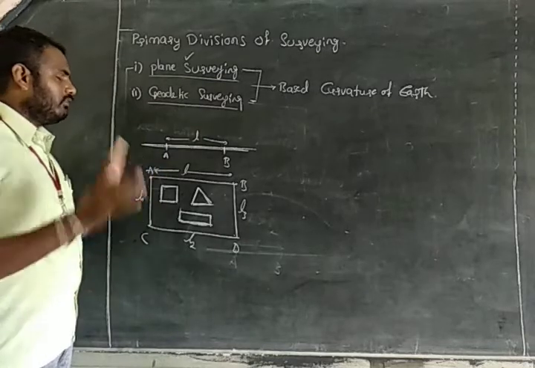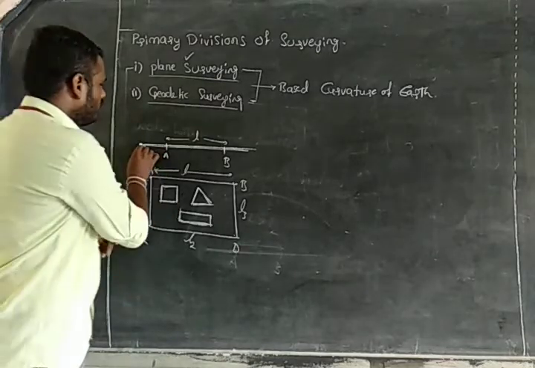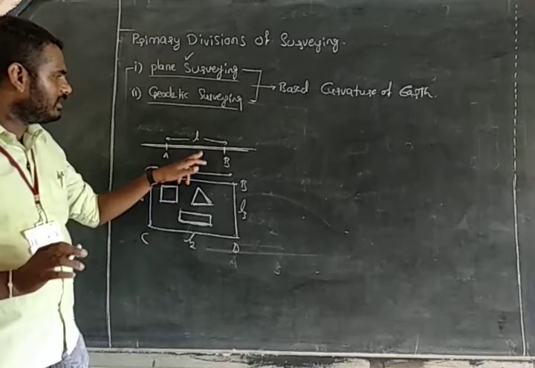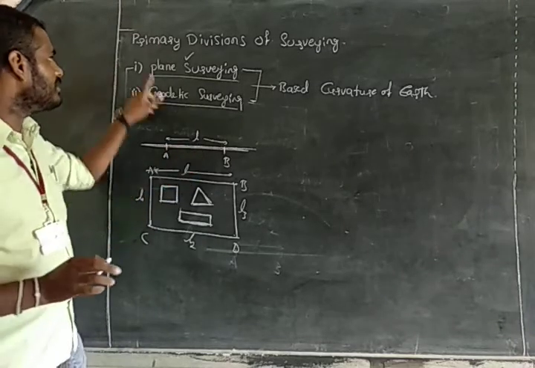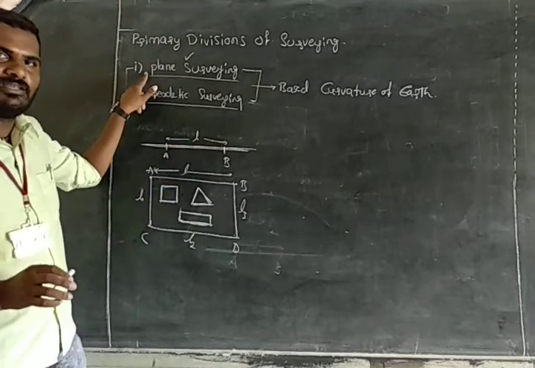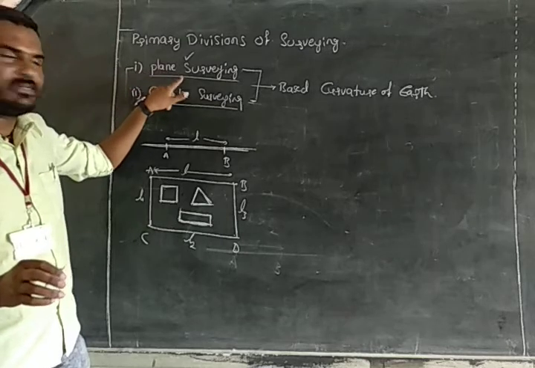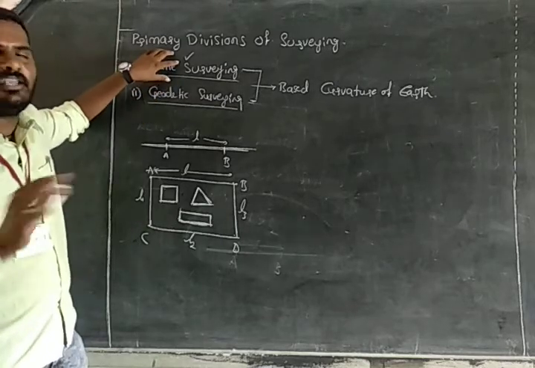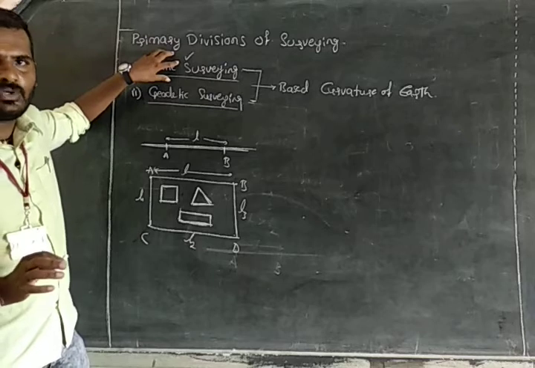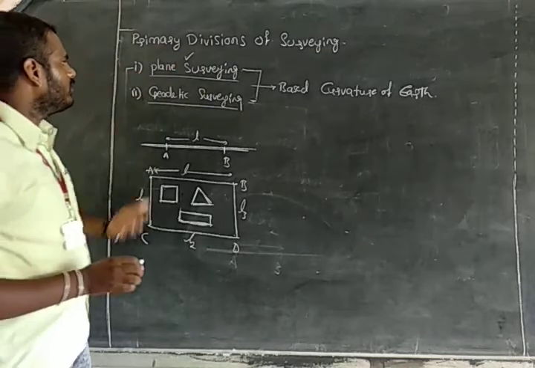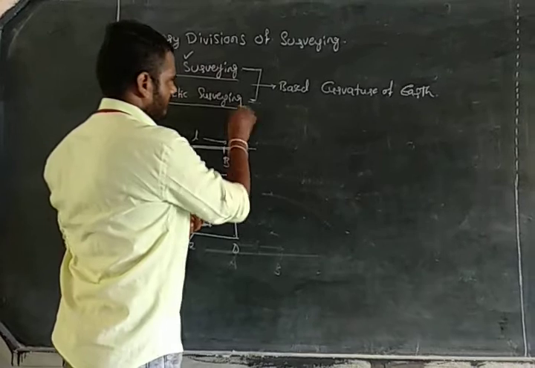So whenever you consider the ground level to be straight, that particular type of survey is called plane surveying. The term plane survey itself represents that the ground surface is plane. That's all. Okay. So now I would like to tell you about geodetic surveying.